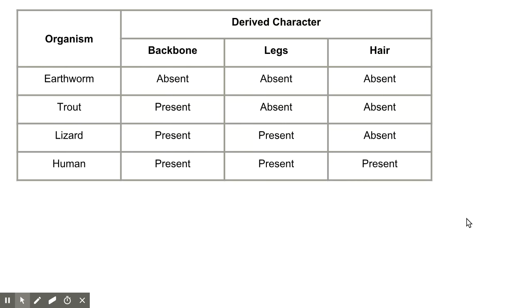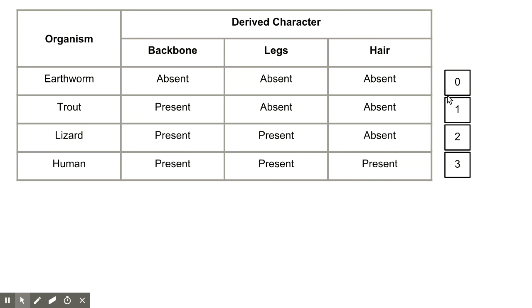So here is our derived character chart. We have organisms, and then we have the evolutionary innovations, and then we have whether they have those traits or do not. Sometimes it's pluses and minuses. Sometimes it's written out as present and absent. So again, the very first thing we need to do is to count up how many adaptations they have. If we start looking at the earthworm, it has 0 of the things in the chart. The trout has 1 evolutionary innovation. The lizard has 2, and the human has 3.